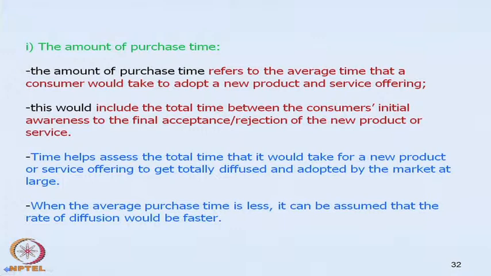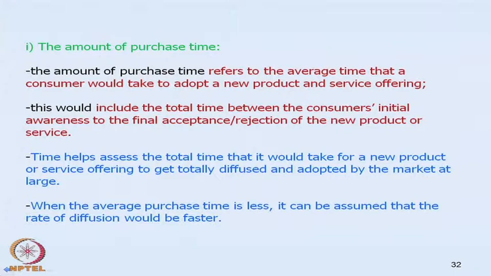The 2 things we need to discuss with respect to time are the amount of purchase time and the rate of adoption and identification of adopter categories. Let us first talk of the amount of purchase time. It speaks about the average time that a consumer will take to adopt a product or service offering. What is the average time span a person takes from his initial awareness to his final acceptance or rejection of a new product or service?